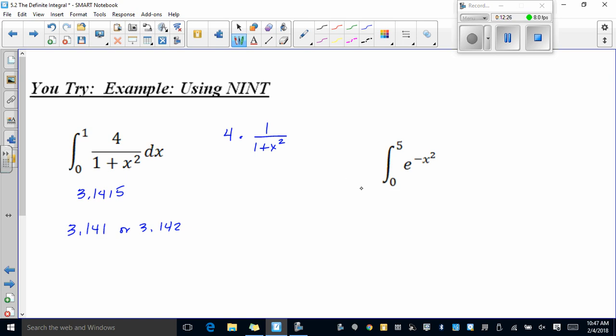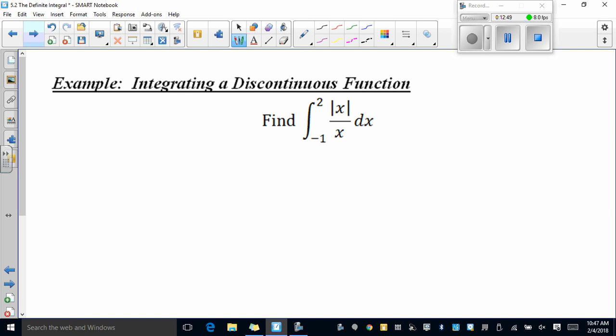And then the next one asks, what if I'm integrating a discontinuous function? Now the calculator is pretty smart and will catch on to the fact that at a particular point it's not continuous, but it can still give you answers, because this may not be a continuous function as a derivative, but when you do the antiderivative, it is.